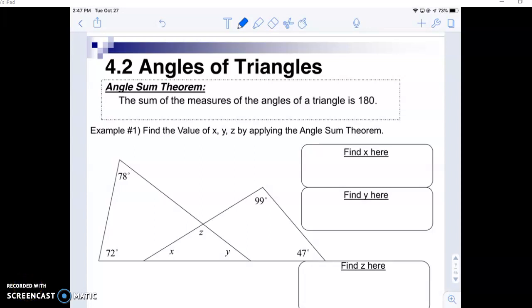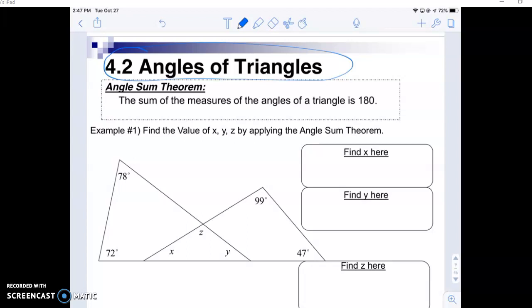Hey everybody, this is the lesson for section 4.2. So, 4.1 was all about classifying triangles. We learned about all different types of triangles and how we classify them by angles and sides. What 4.2 is all about is what we can figure out about the angles of a triangle.